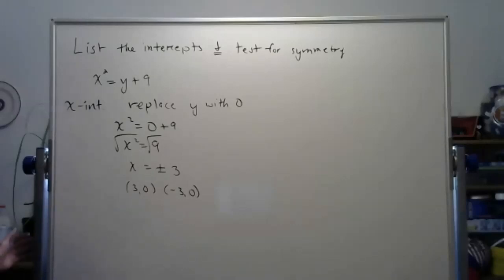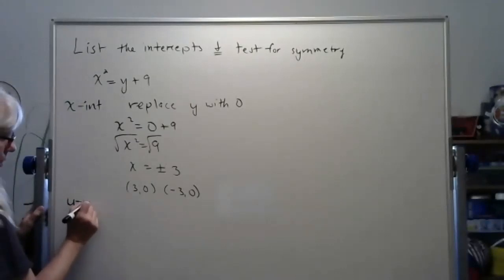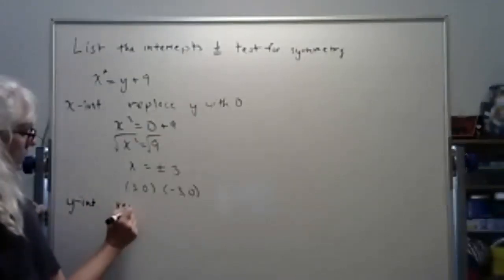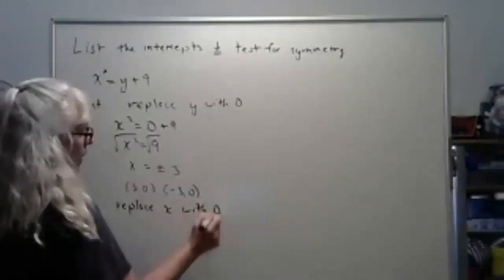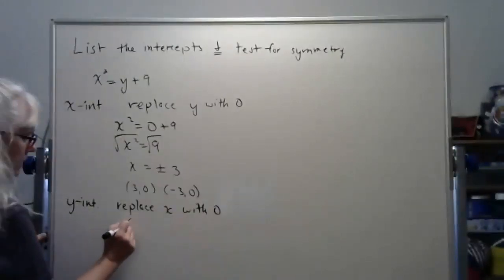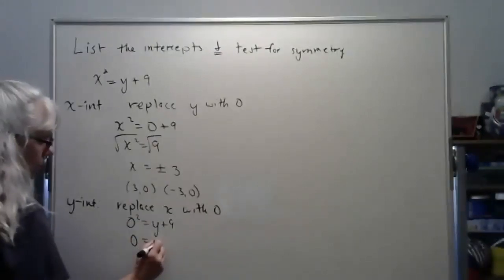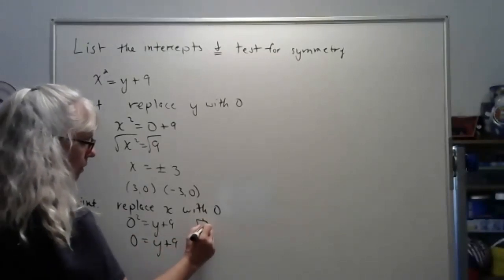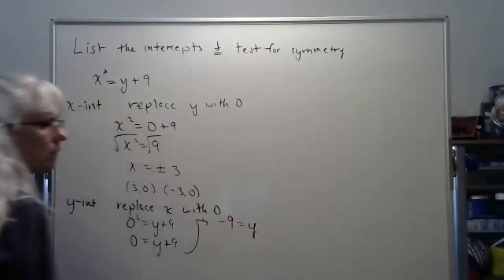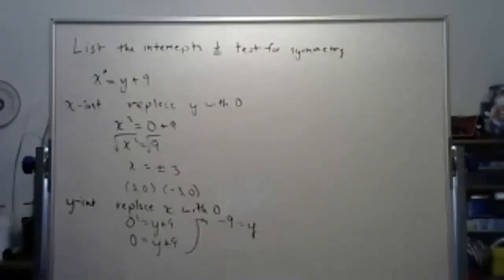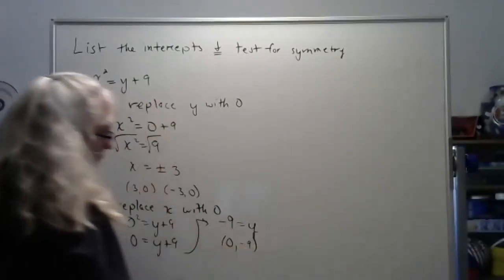Okay, to find the y-intercept, you do the same thing, but with the opposite letter, right? So to get the y-intercept, we're going to replace x with 0. So that would be 0 squared equals y plus 9, or 0 equals y plus 9. And if you move the 9 over, you'll get negative 9 is equal to y, and that'll be our y-intercept. So that would be 0, negative 9.